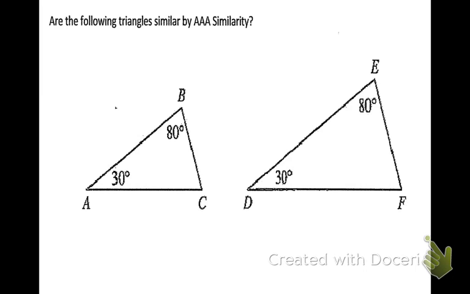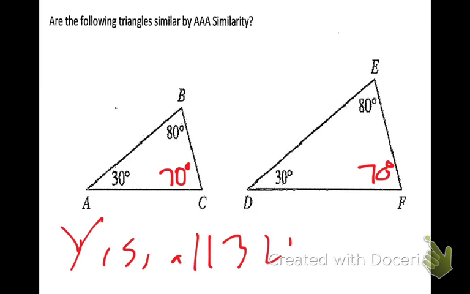Are the following triangles similar by angle, angle, angle? What do you think? Shelby? Yes. Why? Because both of the triangles have the same degrees for the angles. Well, I see 2 matching up. What about the third? Well, the triangle sum says that would have to be 70. So we could say yes, all 3 angles congruent.